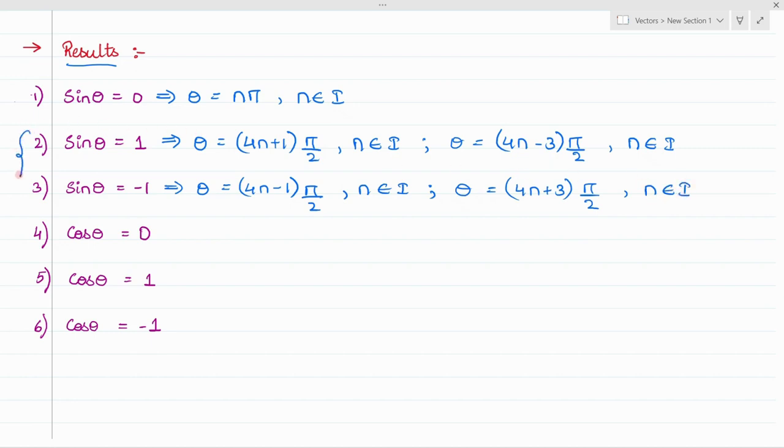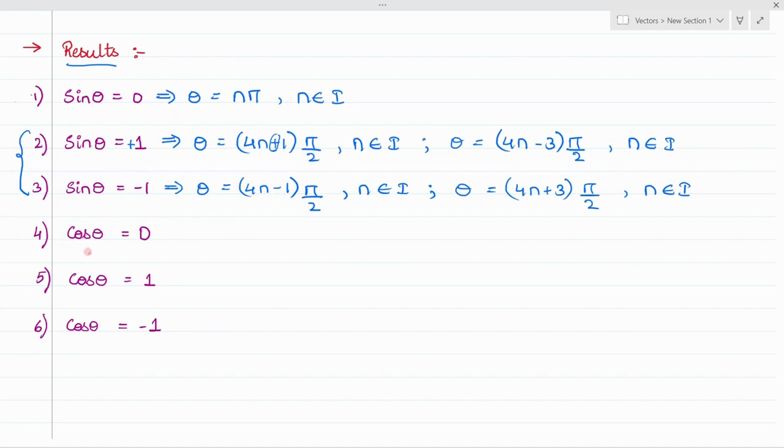For these two, you can remember a trick. For the positive value of 1, you are getting the positive sign here. For the negative value, minus 1, you are getting a negative sign. From these two, you can remember any one. I'll suggest you remember this one, because you can easily identify it. For positive, you get a plus sign here; for negative, you get a minus sign here.